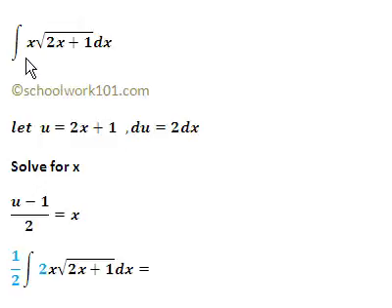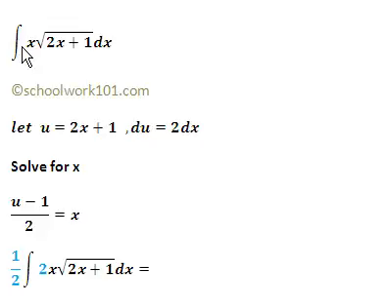Okay, we're going to be taking the integral of x times the square root of 2x plus 1 dx. Now this particular one here is a little trickier. It's a different type of u-substitution, but it's not too bad. So what I'm going to do here is I'm going to let u be the 2x plus 1, and then we take the derivative of u and we get du is equal to 2dx.